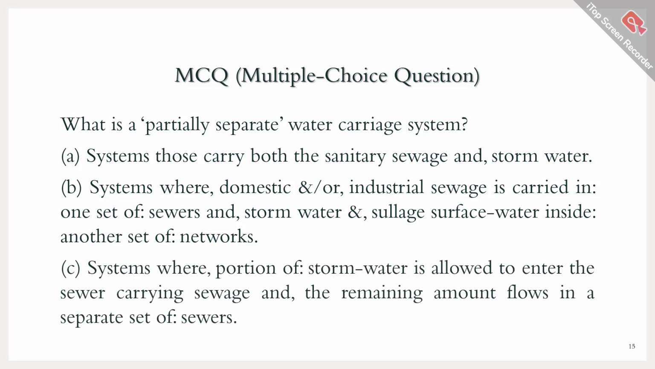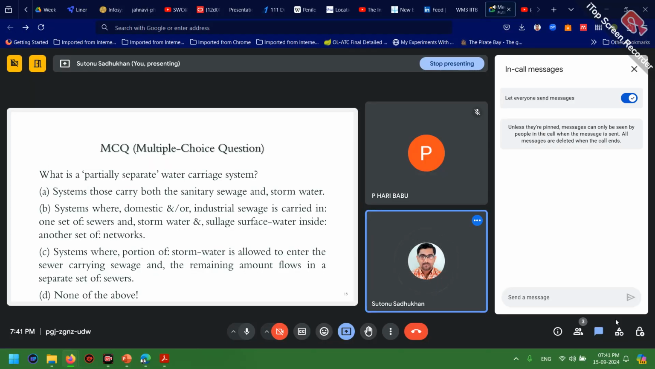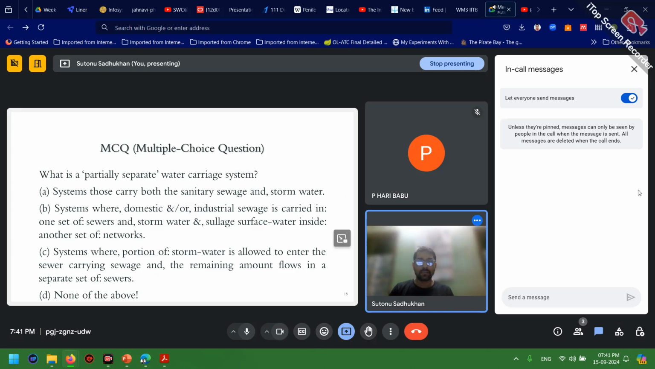Option C, systems where a portion of storm water is allowed to enter the sewer carrying sewage and the remaining amount flows in a separate set of sewers. D is none of the above. I'll wait for 1 minute to type the correct answer in the chat box. I think you will not type. Still, I'll wait for 1 minute.